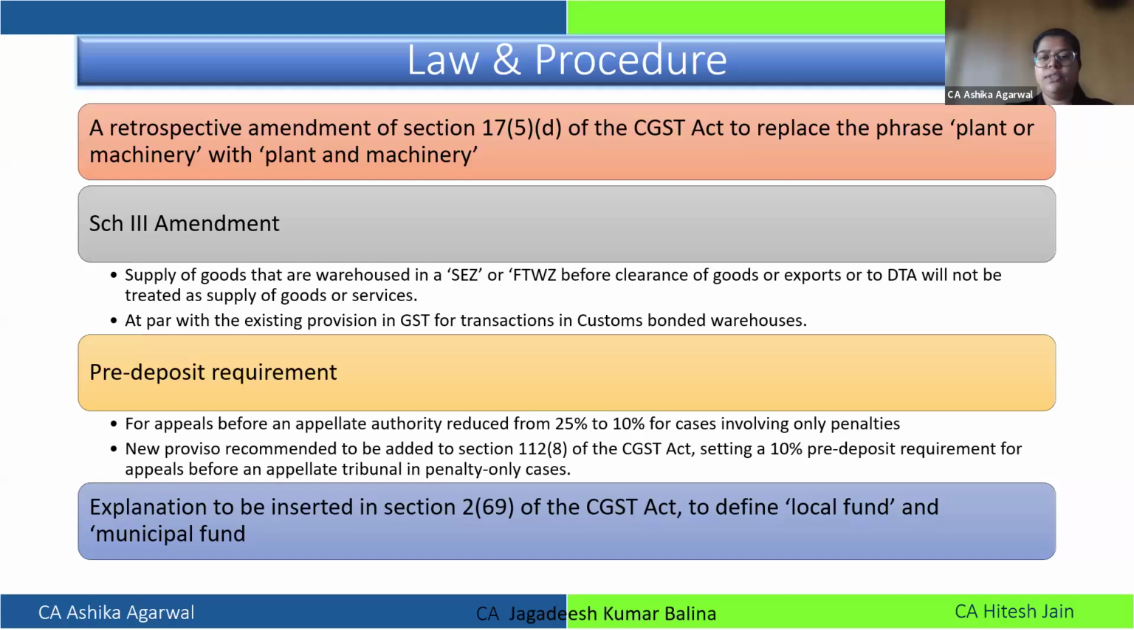Now, the first part of these recommendations which they have made is about amending section 17(5)(d). Now, section 17(5) deals with blocked credit. Under blocked credit, we have (c) and (d), which deal with the disallowance of ITC on construction services which are used for construction of immovable property or used for own construction. So those were the ITC disallowed.